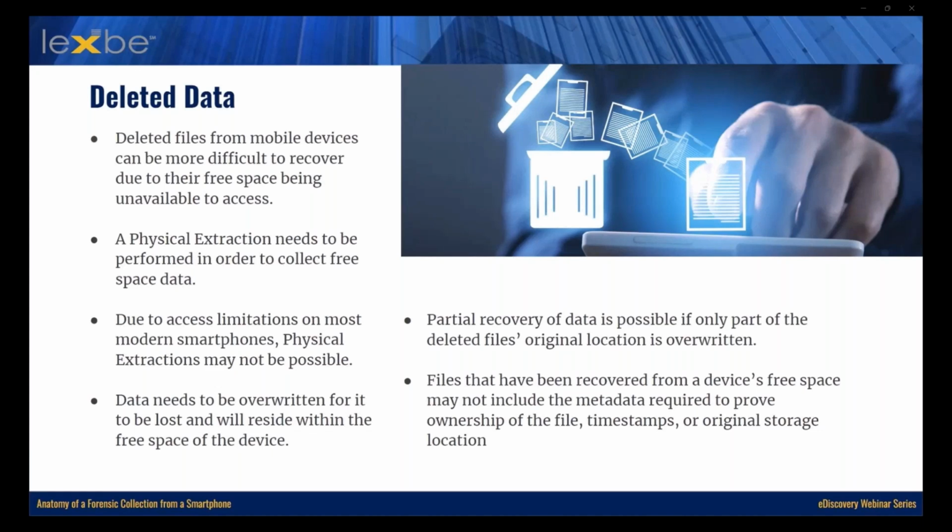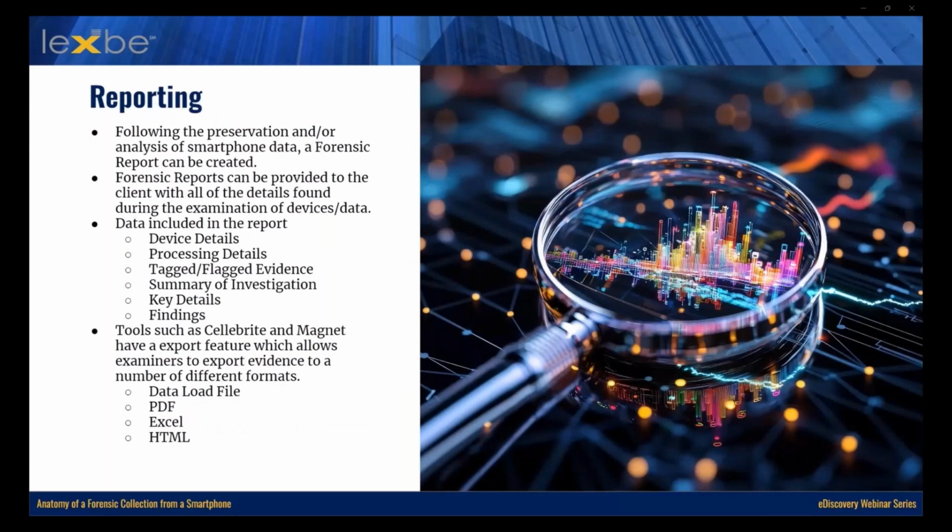And then, as I talked about earlier, we have reporting. This is following the preservation and/or analysis of the smartphone data, making sure that everything is included in the report, including device details, processing details, tagged and flagged evidence, summary of the investigation, key details, and findings. Also include the tools that are used, and how the data was exported for your review, either in data load file format, PDF, Excel, HTML, etc.